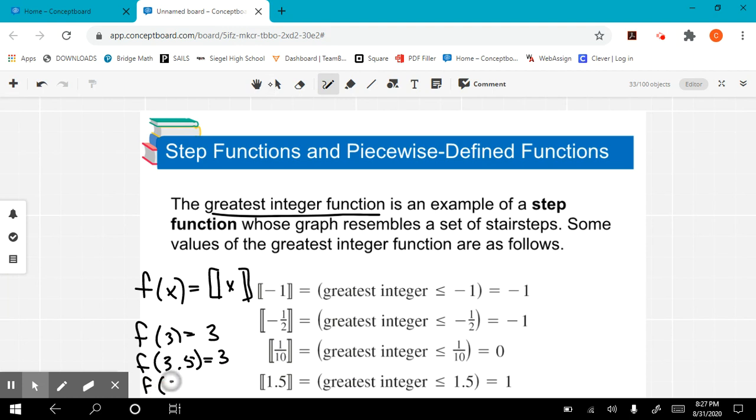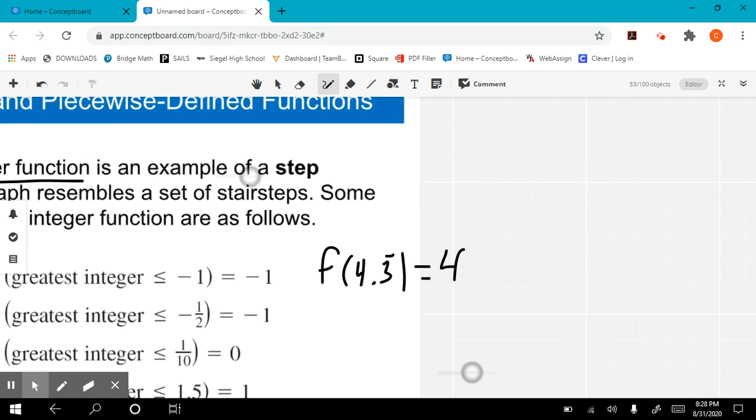If I have f of 3 3/5, its value is just 3. It switches to 4 once I get to f of 4. If I have 4.3 repeating, the x value, I just drop everything and keep the integer. Okay? And let me double check something real quick. Yeah, that is correct. So this is what the graph looks like.